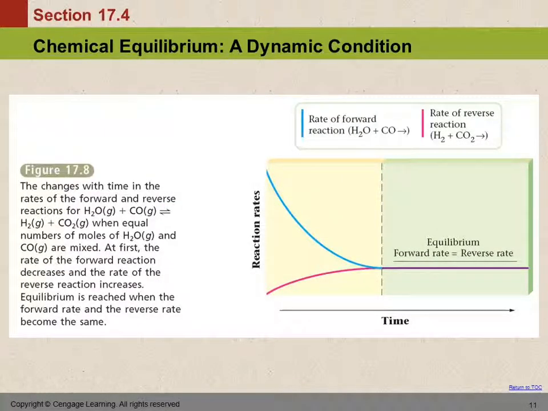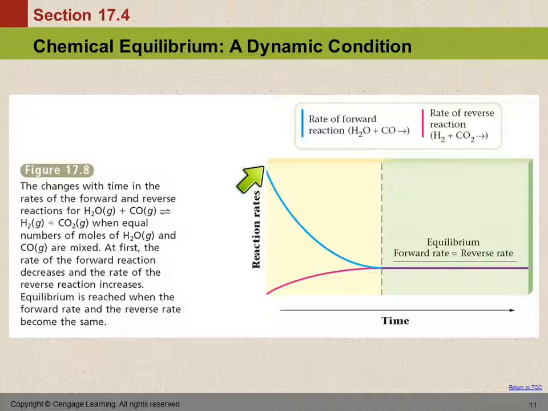If we look at a graph of the rate of this reaction, here the blue line is the rate of the forward reaction. Initially, all we had was water and carbon monoxide. And so the rate of the forward reaction was very high because the concentration of those reactants was high. And the pink line is the rate of the reverse reaction. Initially, it was 0 because the reverse reaction involves hydrogen and carbon dioxide, and there wasn't any. Because all we put into that jar was water and carbon monoxide.